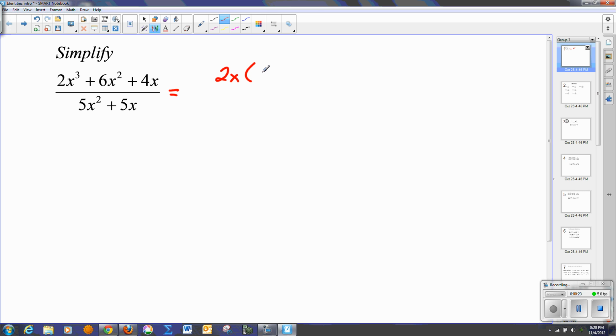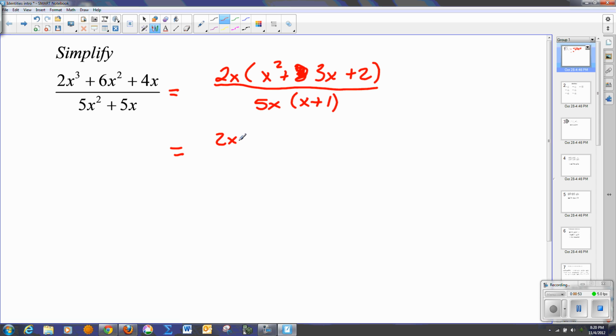2x, left with x squared plus 3x plus 2, or pull out a 5x, left with x plus 1. Factor the numerator a little bit more. Two binomials, x plus 1, x plus 2, over 5x times the quantity of x plus 1.